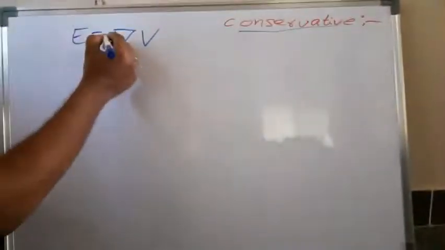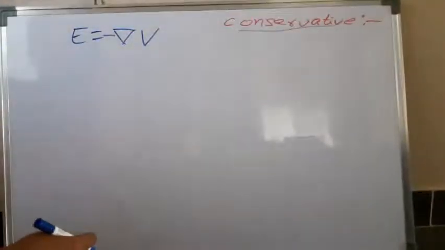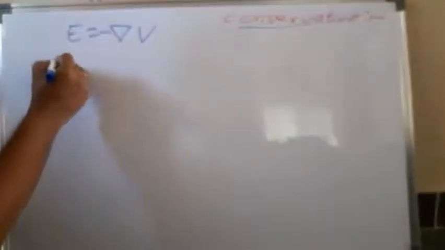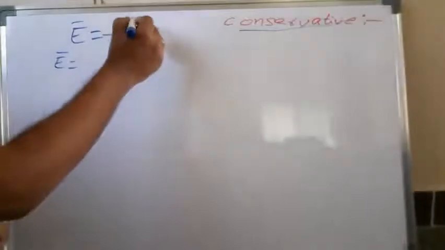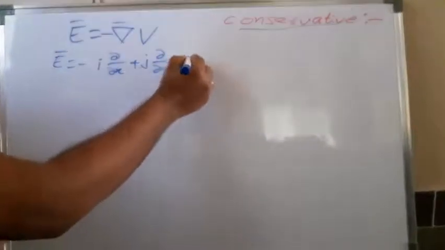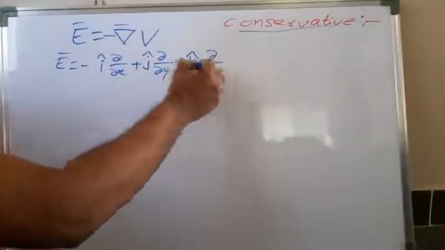And there we derive E is equal to minus del V. Why this negative sign comes, we will discuss in the potential topic. Okay, E is equal to minus del V. Because E is conservative, E can be written as the gradient of a potential. We write this: E is equal to minus del V. What is del? Del is i cap dou by dou x plus j cap dou by dou y plus k cap dou by dou z, acting on V.